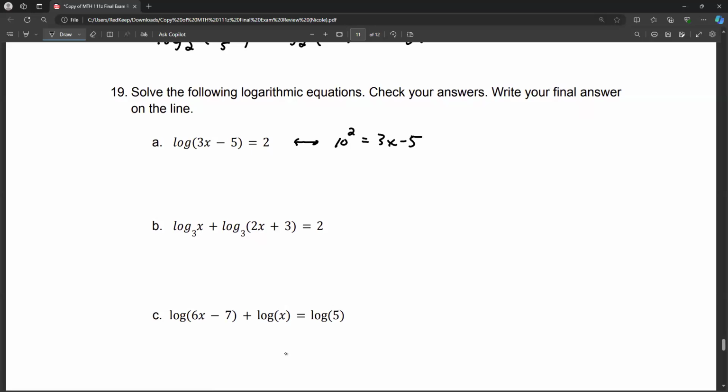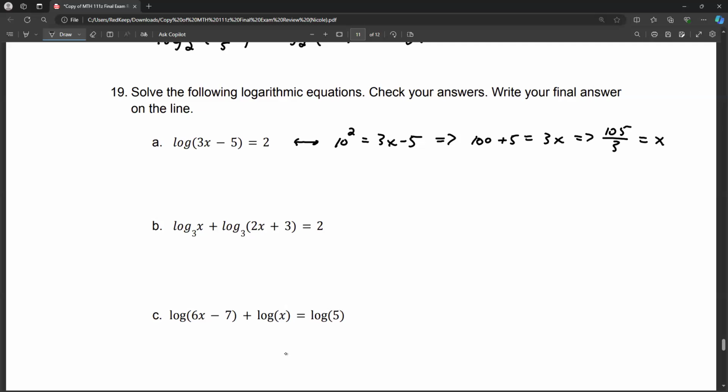Okay, so now I have access to my x, and I can solve for it. And so I'll start by observing that 10 squared is equal to 100, and then I'll add 5 to both sides and have 3x remaining. And so here, I'll see that this implies that 100 plus 5 is 105, and divide by 3, that's my x value.